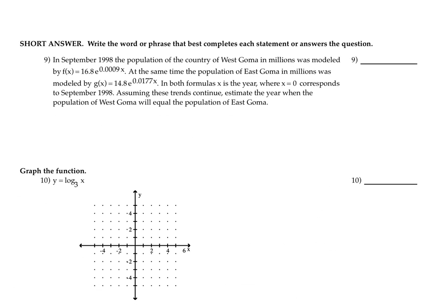I had a lot of people ask me about number 9 on Friday. If you haven't done this one yet, then we're wanting to know, when are these two countries going to have the same population? And we're going to estimate the year when it happens. So X is how many years have passed since we began. Y would be the population.